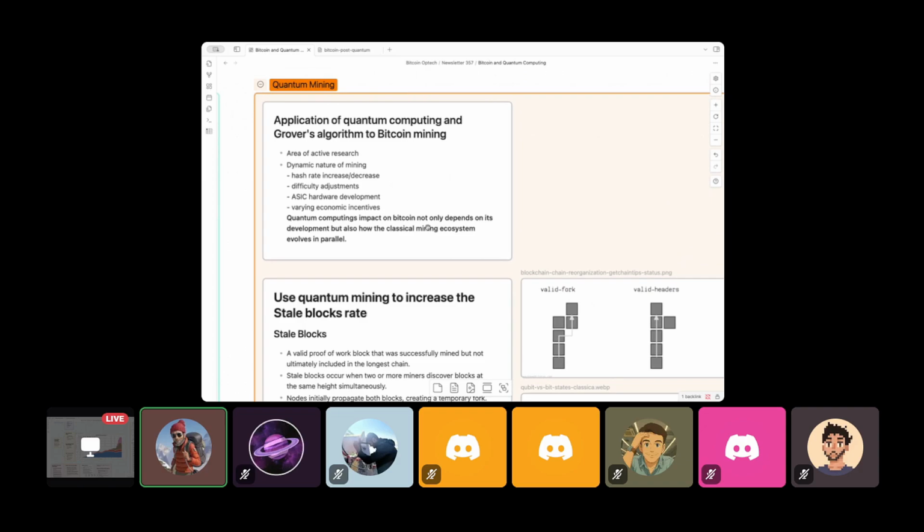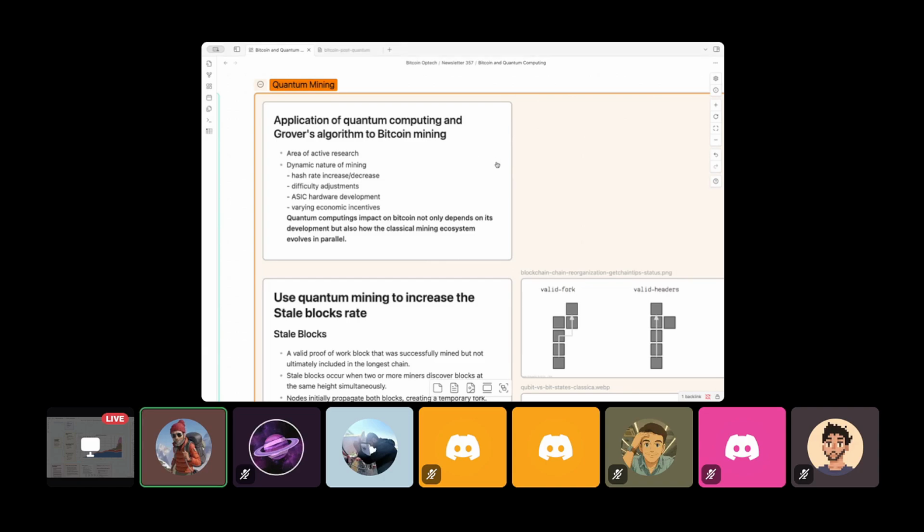So the idea behind a quantum computer is to somehow come up with ways and means to do this hashing faster. So that's how a quantum miner will work. It's an area of active research. Many researchers are working on the algorithm side, which type of algorithm to use, and how to efficiently use it. But we'll also have to keep in mind the dynamic nature of mining here.